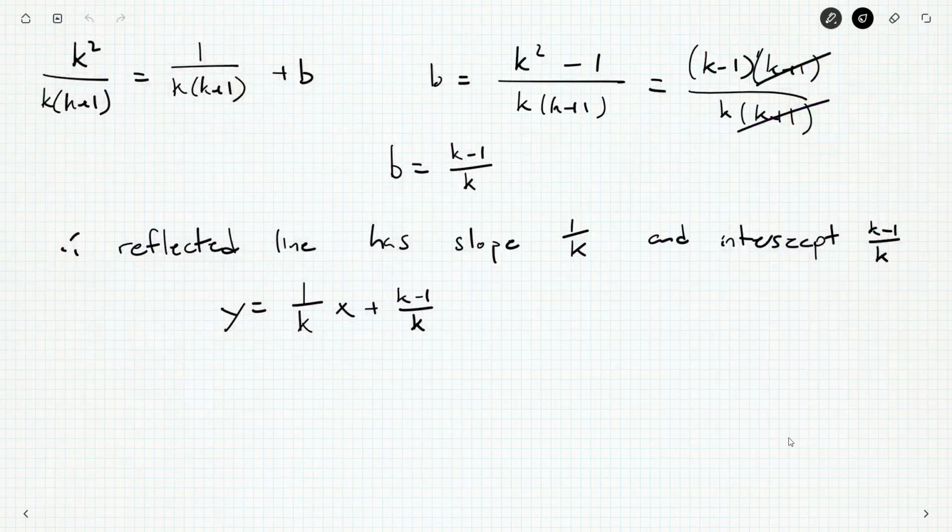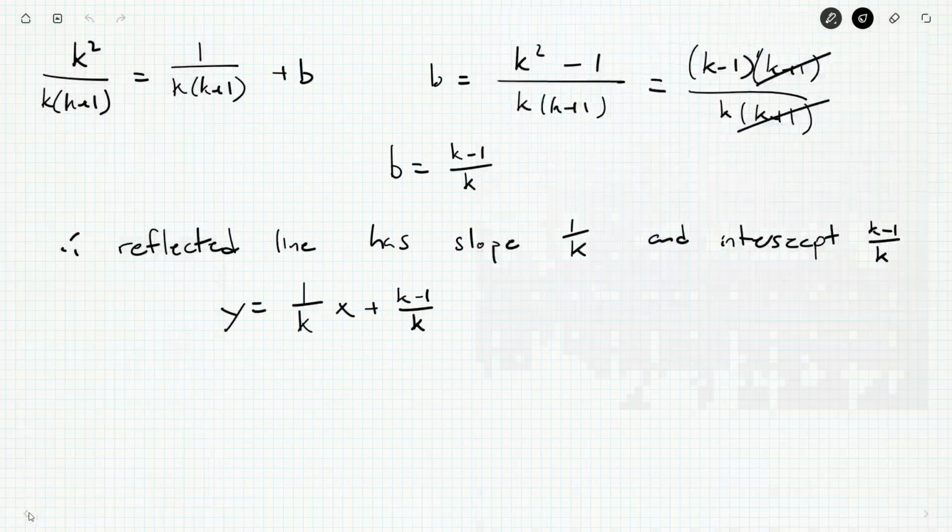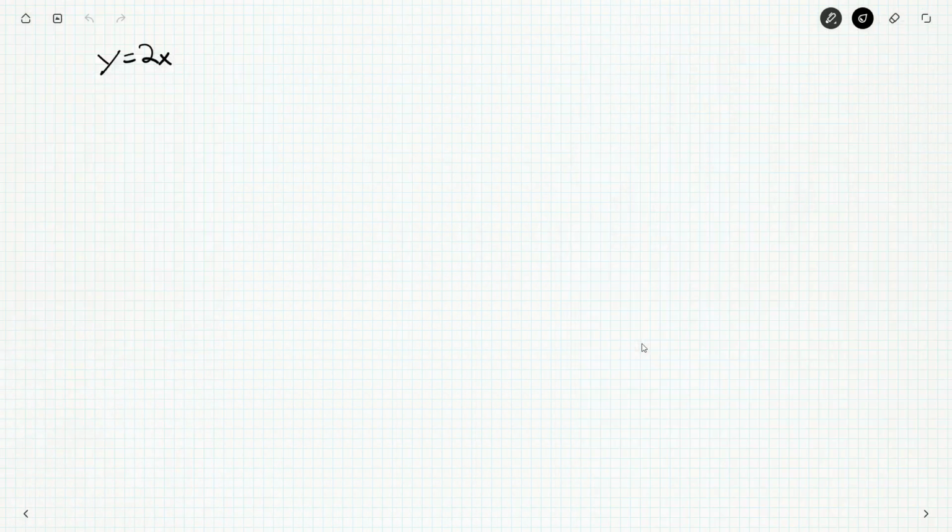I want to compute an example or two, just really quickly. Alright, so based on our theory, if I start with y equals 2x, I will be needing y equals 1/2 x plus 1/2. Okay, 2 minus 1 over 2, of course, just 1 over 2. How does that actually look?